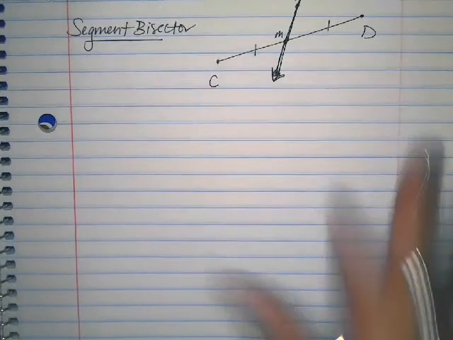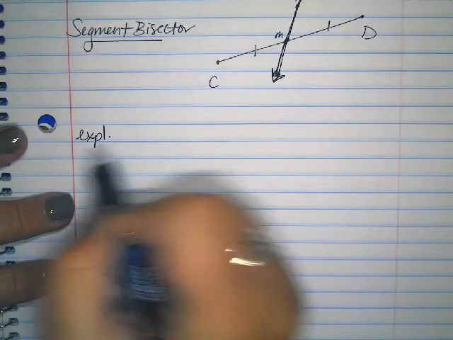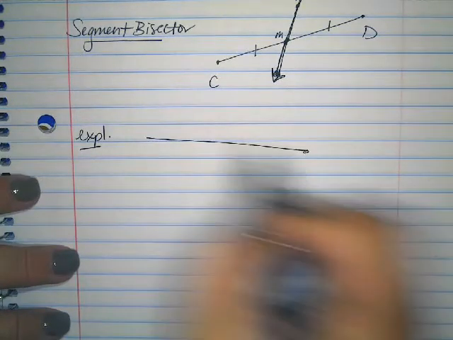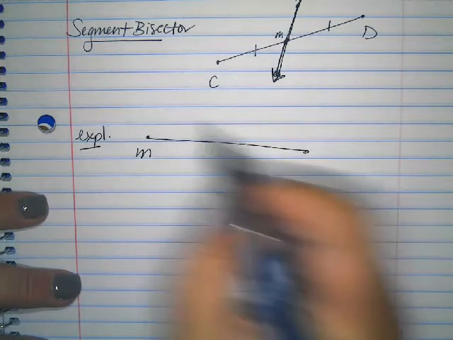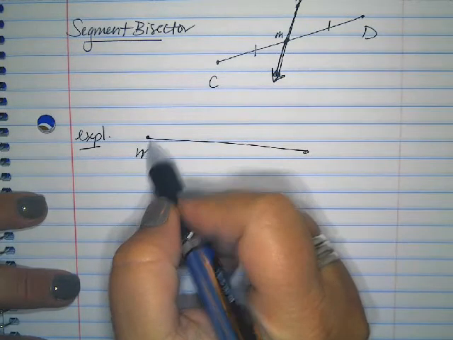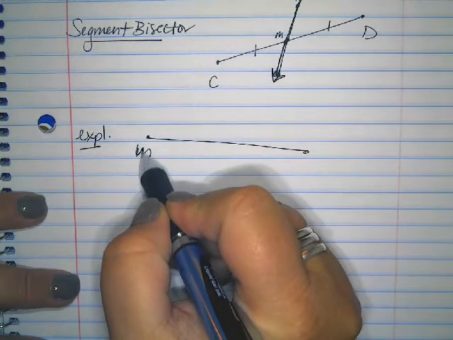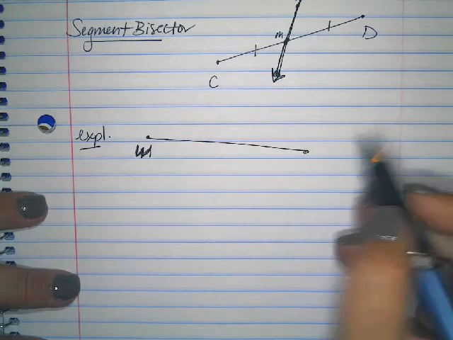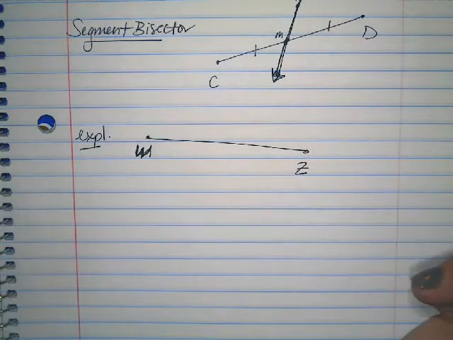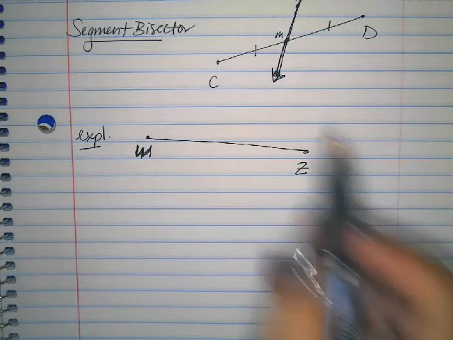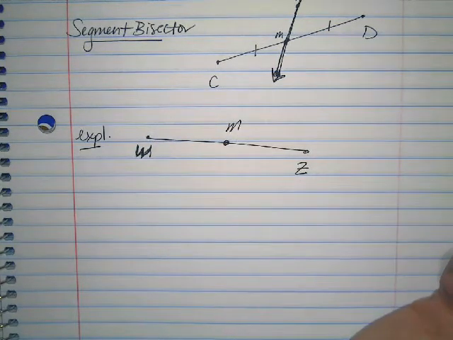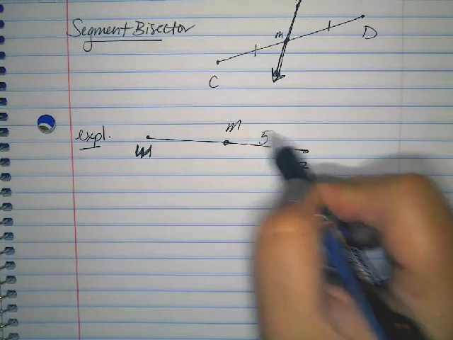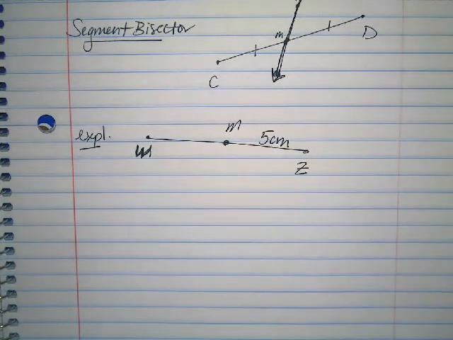So let me show you an example of what they're talking about. Again, let's say I have a segment. This time I'll call it, why would I say M? That's a bad idea, right? How about W and Z? So this is line segment WZ. And if I tell you that this is the midpoint, and I say that this is 5 centimeters, what would I be able to figure out from there?